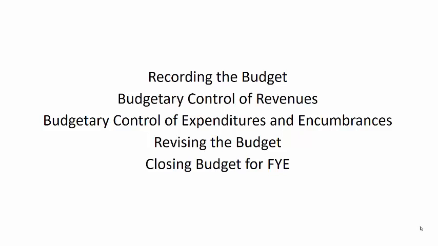Alright, we're now going to review how we use these budgetary accounts that we have discussed to record the budget, how we can use them for budgetary control of revenues and budgetary control of expenditures and encumbrances. We'll also discuss what we need to do if we have to revise the budget, and also how we go about closing out the budget at fiscal year end.